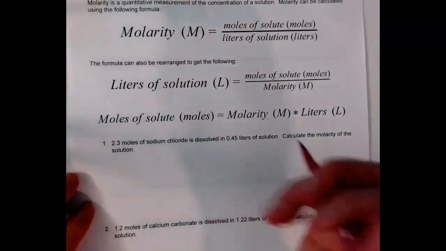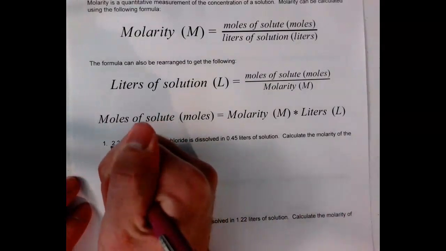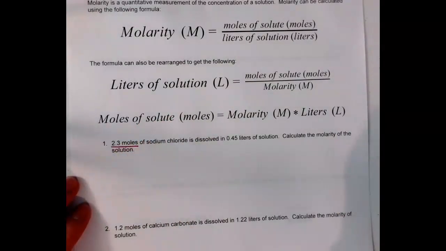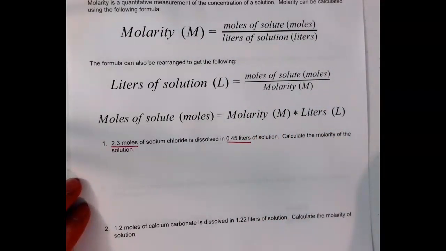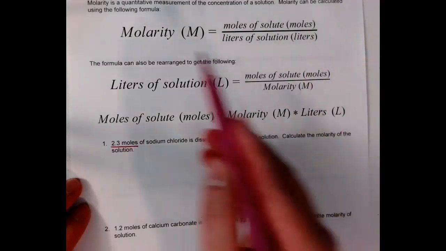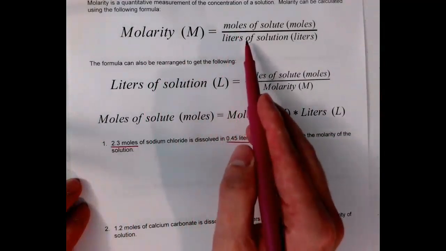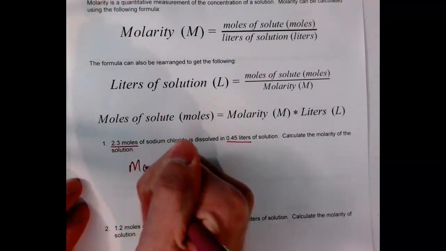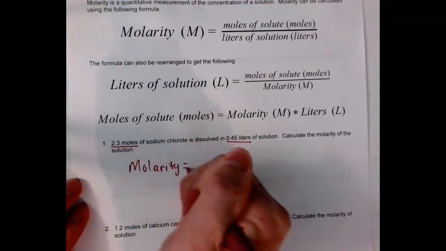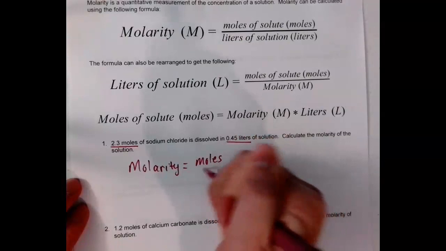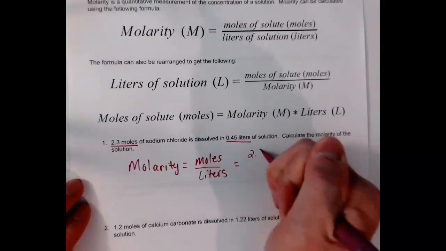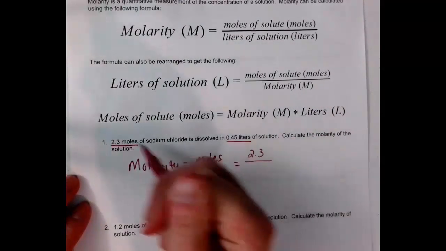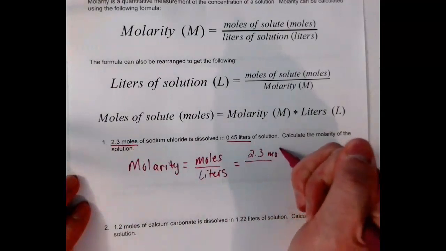Okay, so the first one says 2.3 moles of sodium chloride is dissolved into 0.45 liters of solution. Calculate the molarity of this solution. So what they want you to do is calculate the molarity. And in order to find the molarity, we need moles divided by liters. So molarity is going to be equal to moles divided by liters, and it's going to be equal to 2.3 divided by 0.45.